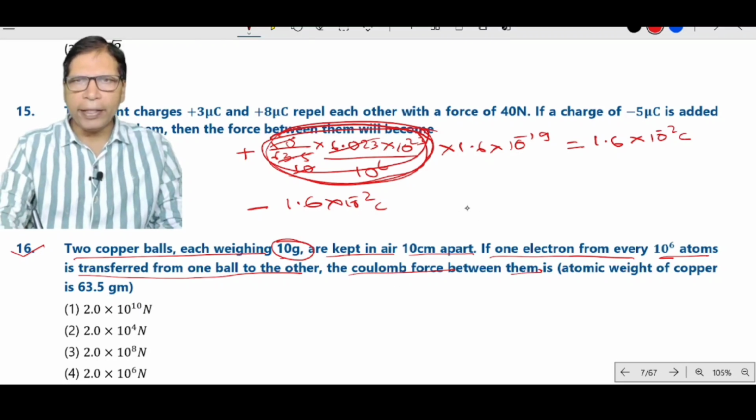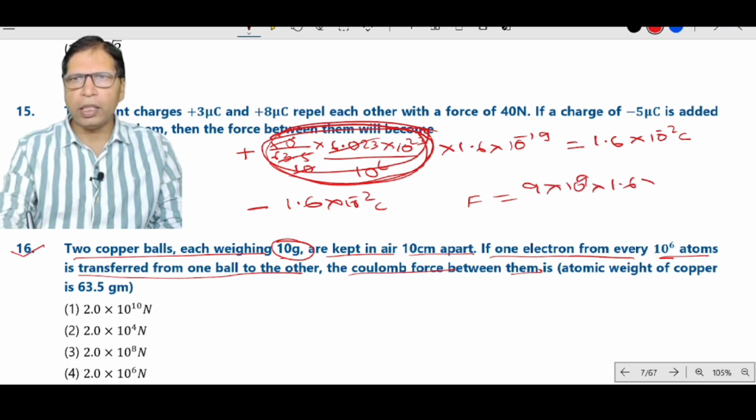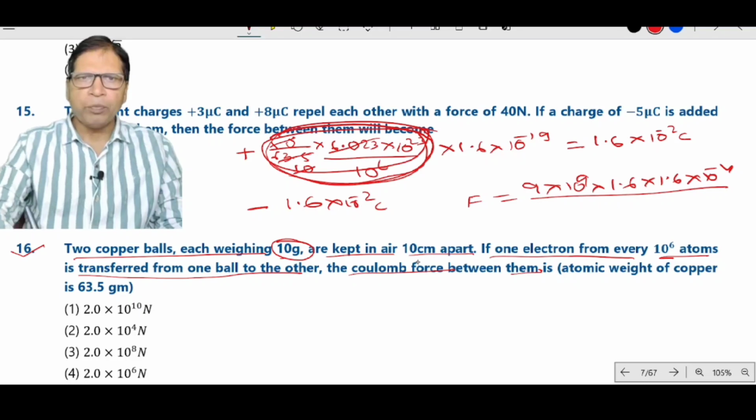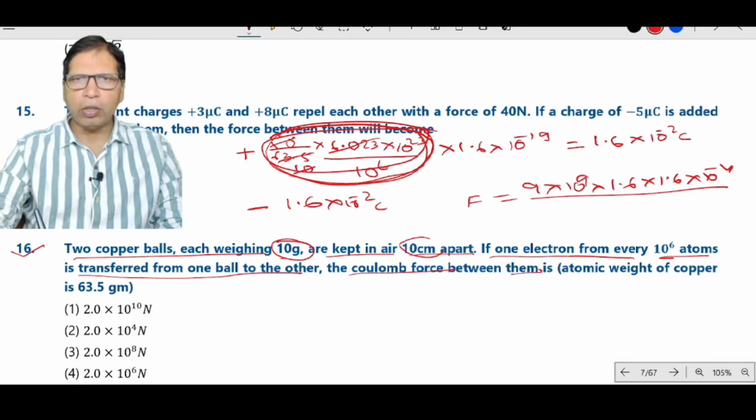Now force of attraction F equals 9 into 10 to the power 9, into 1.6 into 1.6 into 10 to the power minus 4, whole divided by square of the distance of separation. Look at this, distance of separation 10 centimeter, that is 0.1 whole square.